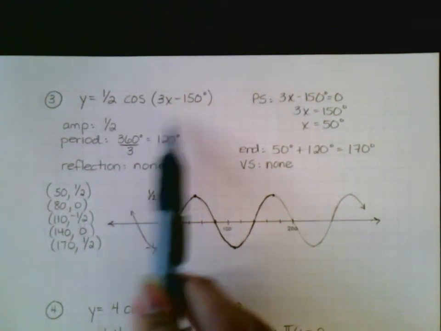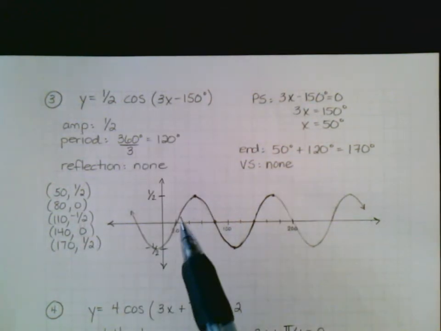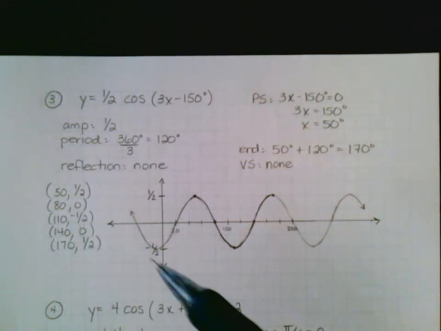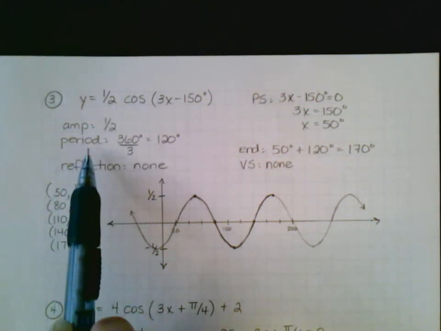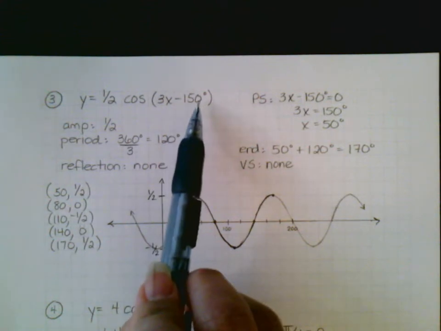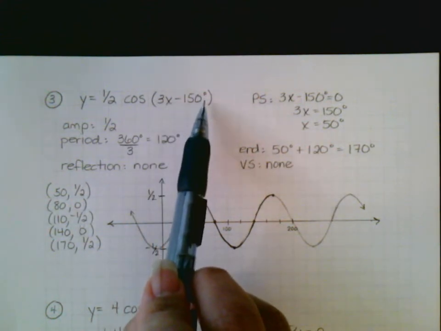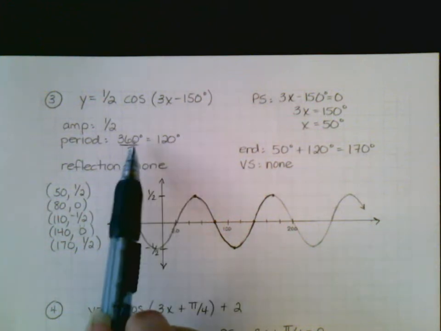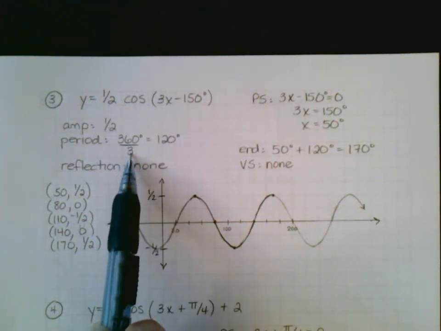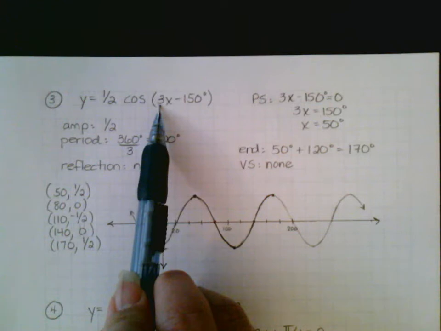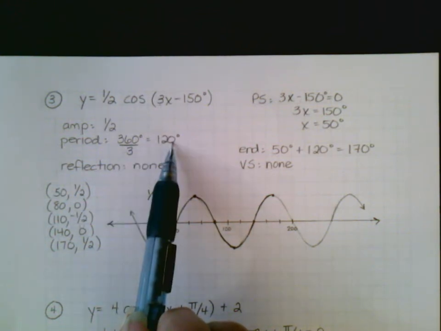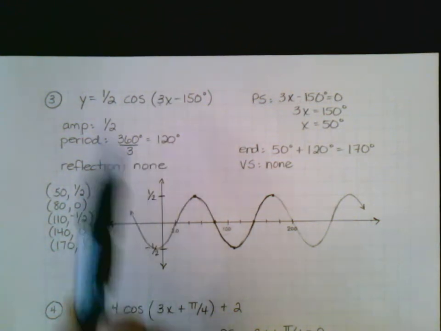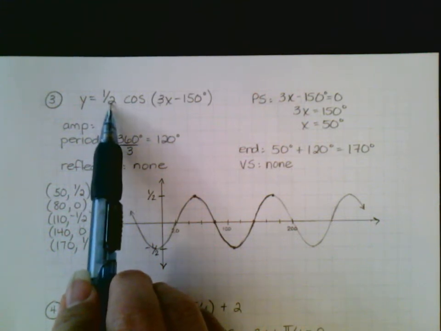But anyway, here's the cosine graph, and you're going to notice that the same approach is going to be used here. Amp is the coefficient of cosine, 1/2. Our period, in this case, notice this problem was given to you with an angle given in degrees. So we're going to do 360 divided by our b, and our b is the coefficient of our x, which in this case is a 3. And that's going to turn out to be 120. No reflection again. This is still positive.